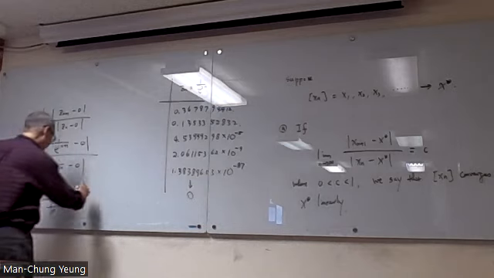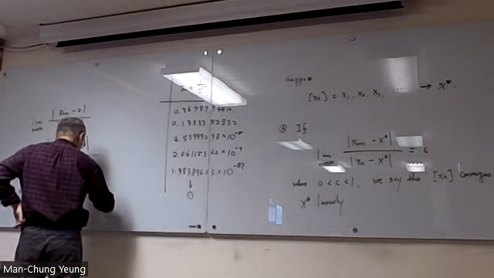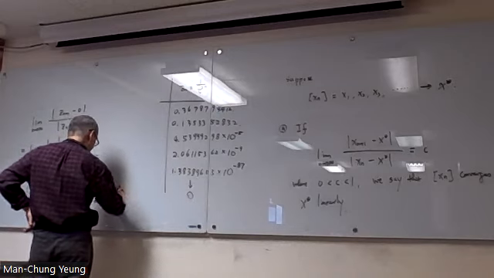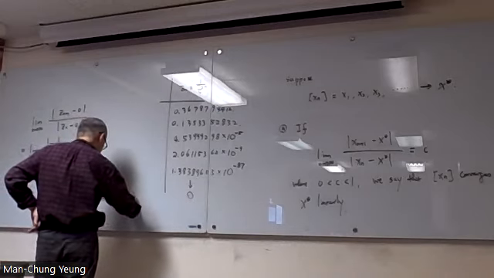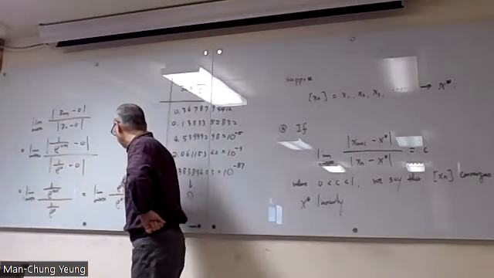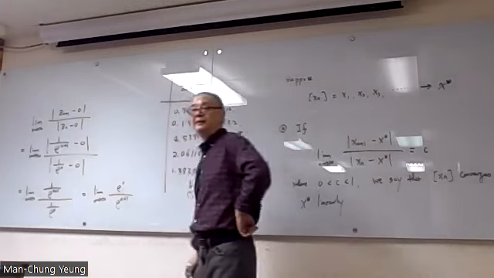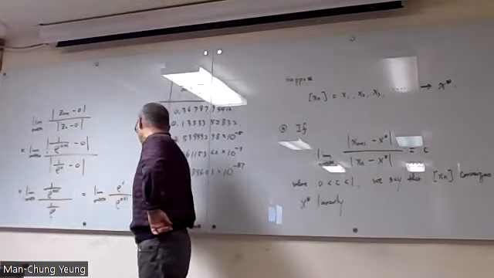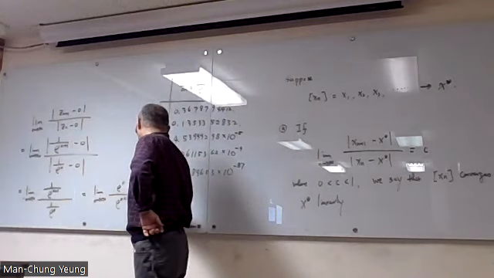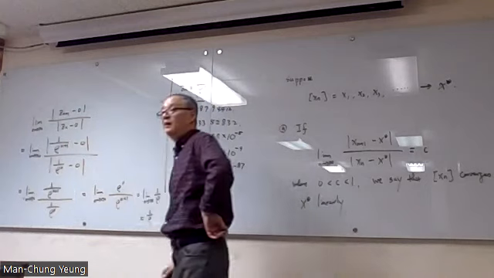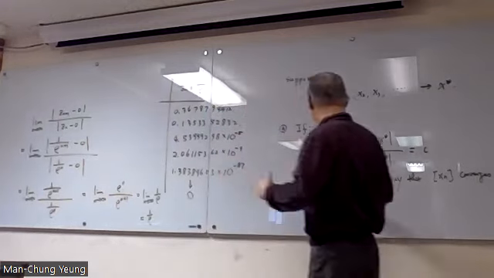And this is a_n over a_n plus 1. Now cancel out a_n. As n approaches infinity, we get 1 over e. So the limit is 1 over e.